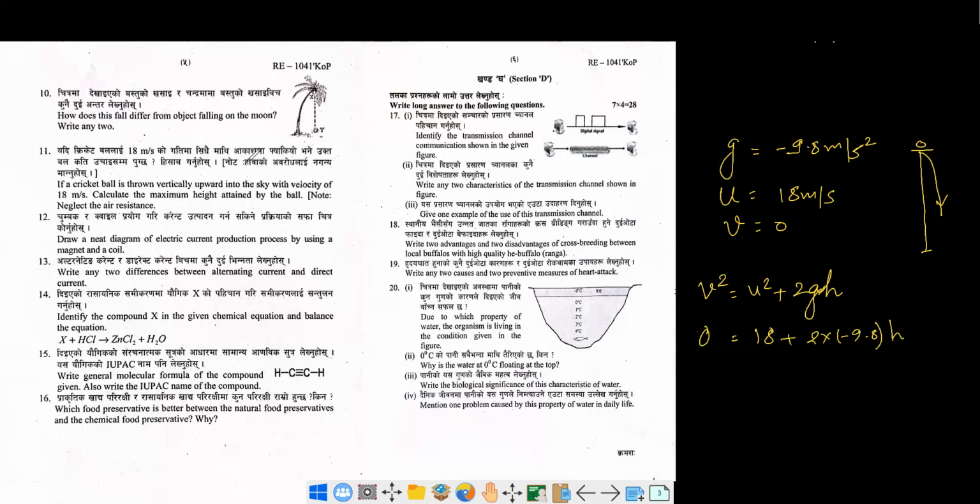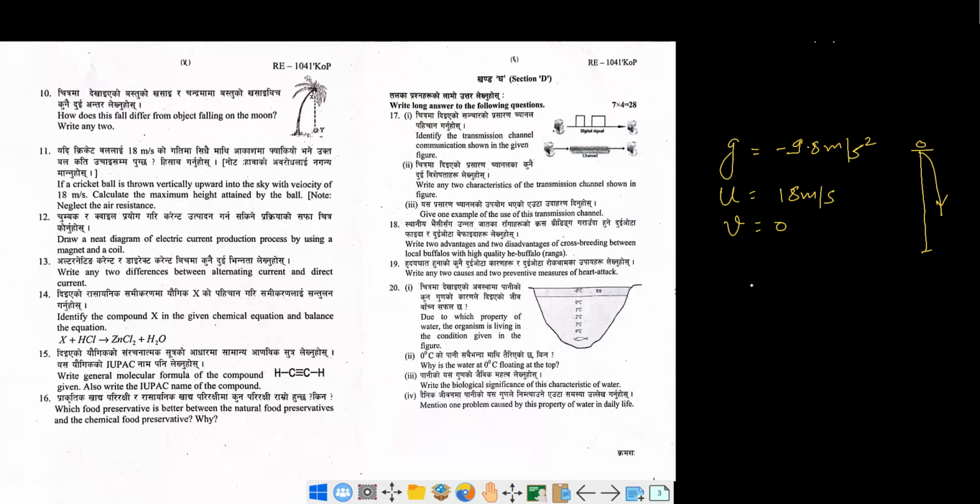If a cricket ball is thrown upward, to what height does the ball reach? We have to calculate height. Okay, v square equal to u square plus 2as. Here a means this is 2gh. So g is your negative, 18 plus something. Okay, I think this is not giving us the correct result. Let me check with the time first.